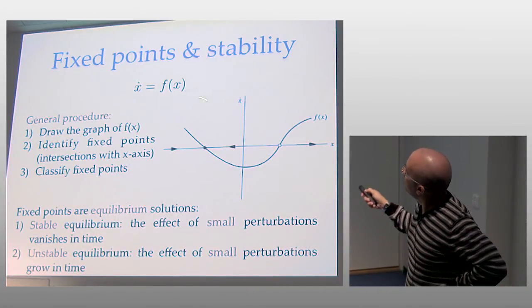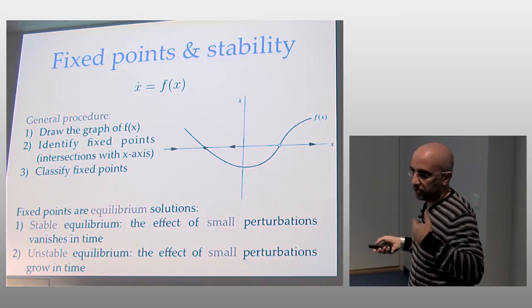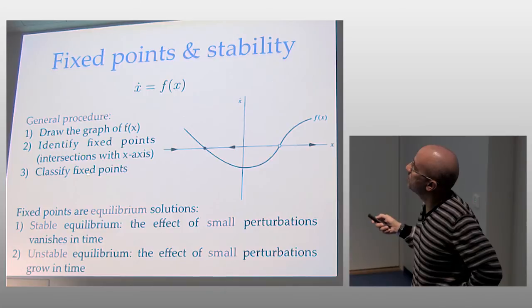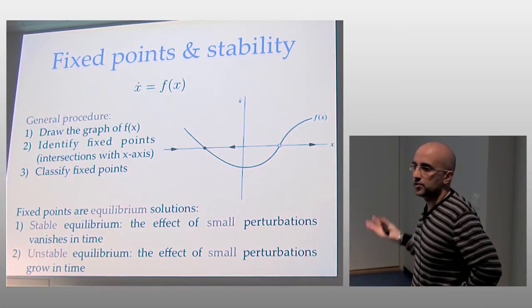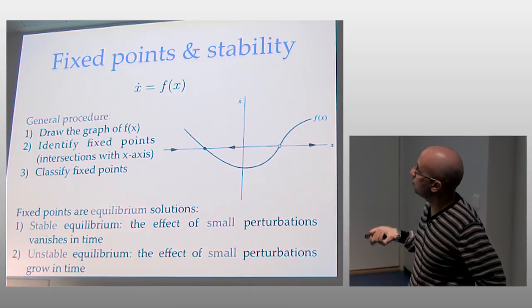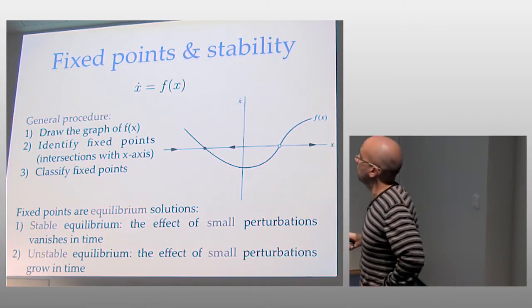So we draw the graph of f of x. We will be doing this all the time, also, of course, at higher dimensions. We draw the graph of f of x. We identify the fixed points, and we classify the fixed points, distinguishing them in stable and unstable. That's what we did in the case before. That's what we'll be doing all the time.